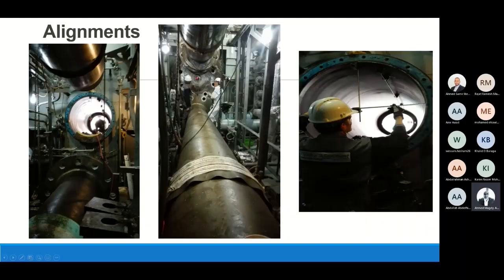Here is the alignment. As you can see, we are making a laser alignment of the stern tube. You can see the source of the laser in the middle one. It is in the flywheel, and we check the alignment toward the stern tube. Okay, guys?